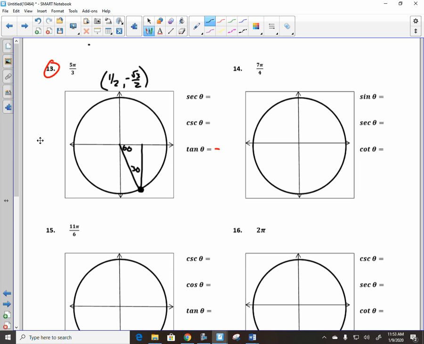Secant is the reciprocal of what? Cosine. Cosine is the x value, correct? So secant is going to be the reciprocal of the x value. 2. Cosecant is the reciprocal of what? Sine. Sine is the y value. What's the reciprocal of negative root of 3 over 2? Negative 2 over the root of 3, when you multiply top and bottom, you get negative 2 roots of 3 over 3. How do you determine tangent? Y divided by x. Negative root of 3 over 2 divided by 1/2. Multiplied by the reciprocal, negative root of 3.